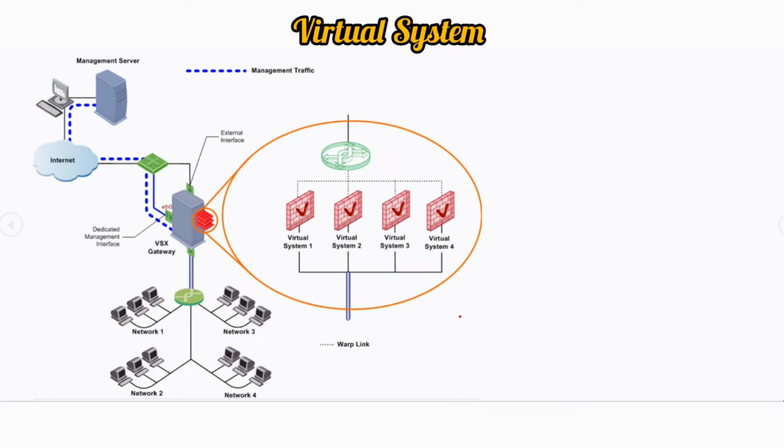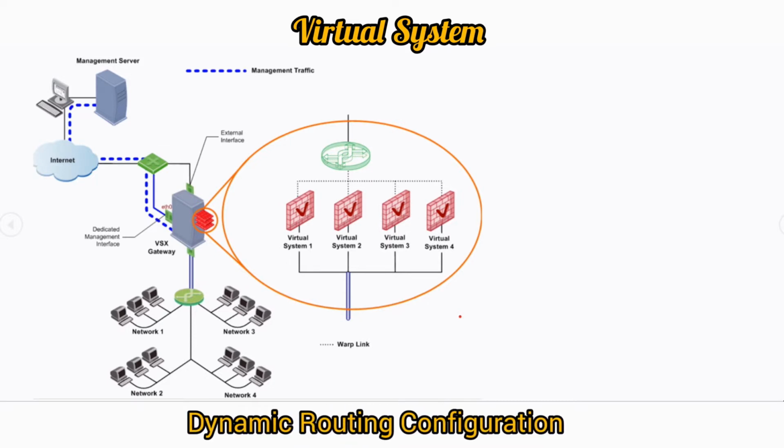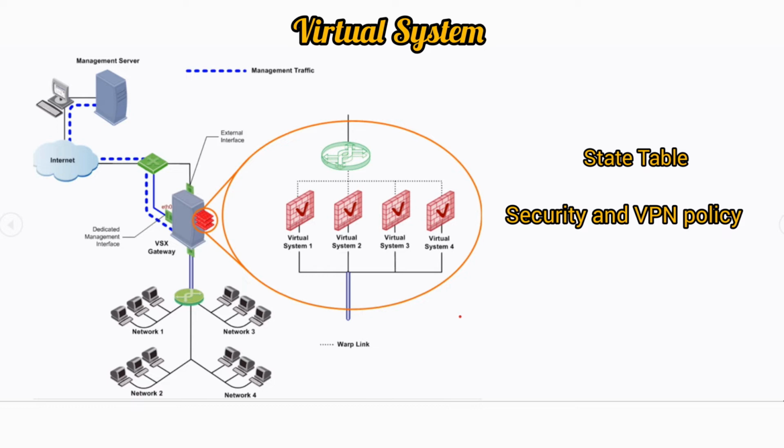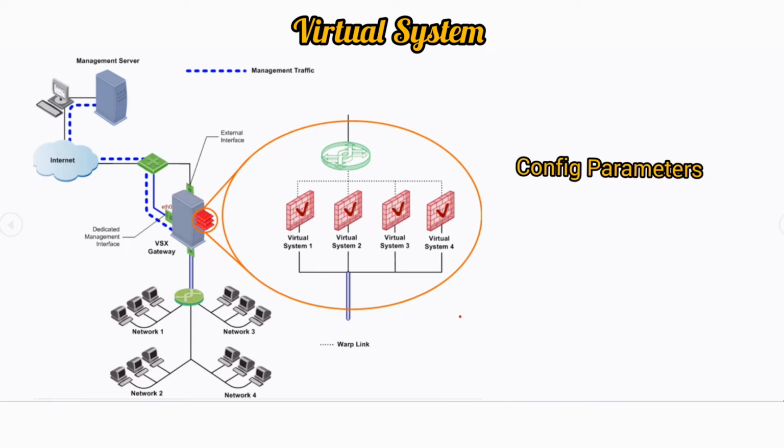A virtual system is a security and routing domain that provides the functionality of a security gateway with full firewall and VPN facilities. A virtual system is nothing but your firewall. A virtual system maintains its own software blades, interfaces, IP addresses, routing table, ARP table, and dynamic routing configuration. Each virtual system also maintains its own state table, security and VPN policies, configuration parameters, and logging configurations.